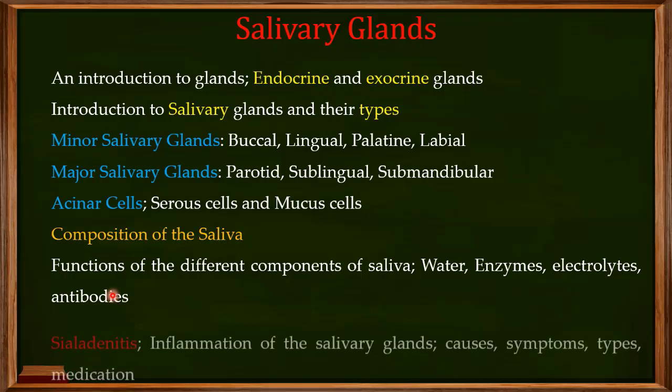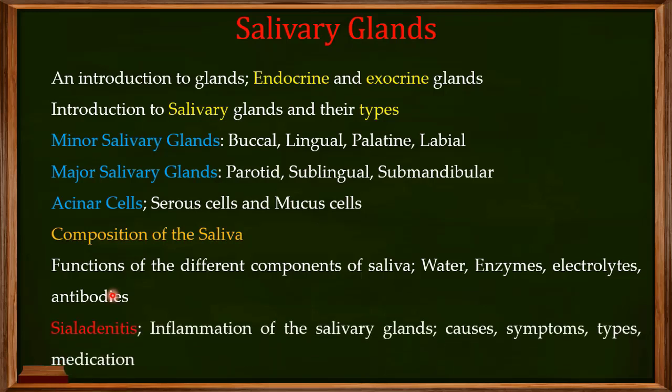And then we will focus on an important disease of the salivary glands, which is known as sialadenitis. Sialadenitis is actually the inflammation of the salivary glands. So we'll see the causes, the symptoms, the types, and the medication for sialadenitis.